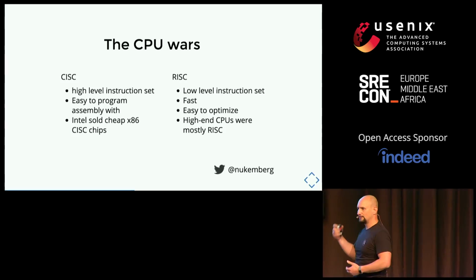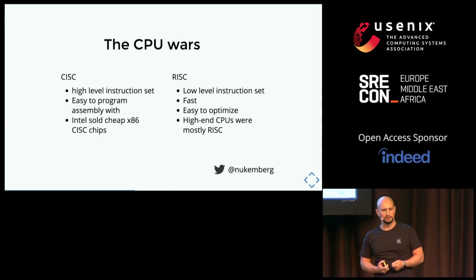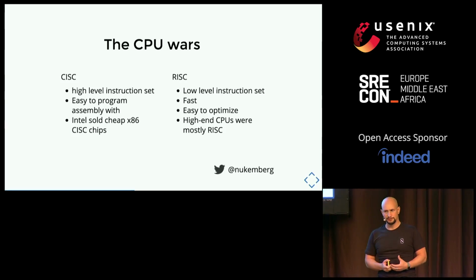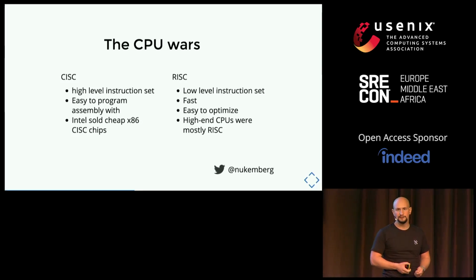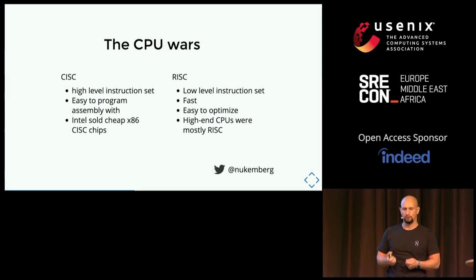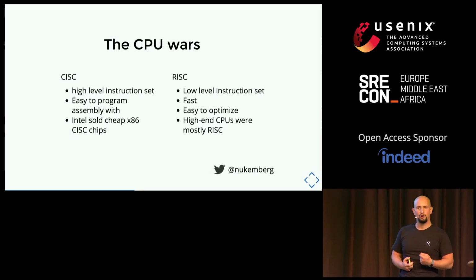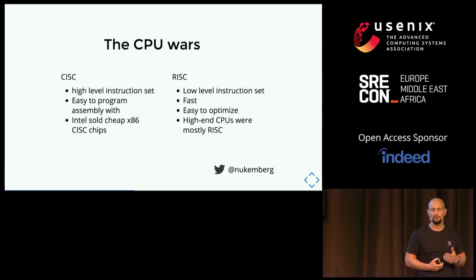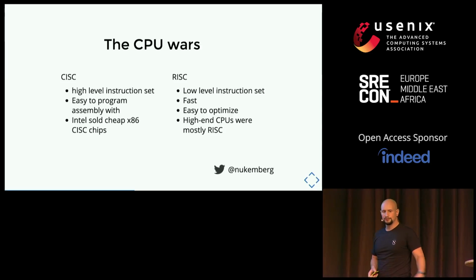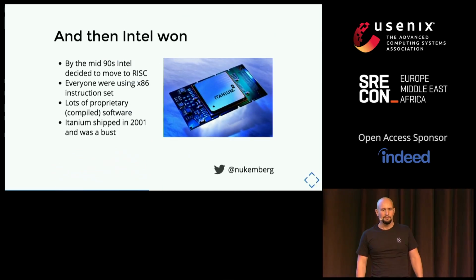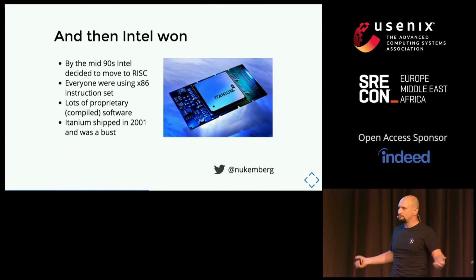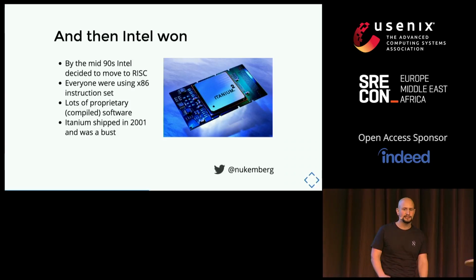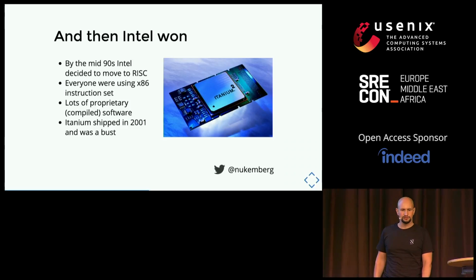On the other hand, you had RISC, which is a reduced instruction set, very small instruction set, very low level, not a lot of fun to program with if you program in assembly, but very easy to optimize and very, very fast. And all the high-end CPUs used RISC. But Intel won. They won the market, and by the mid-90s, Intel basically moved everyone to CISC, and everyone was using the x86 instruction set.